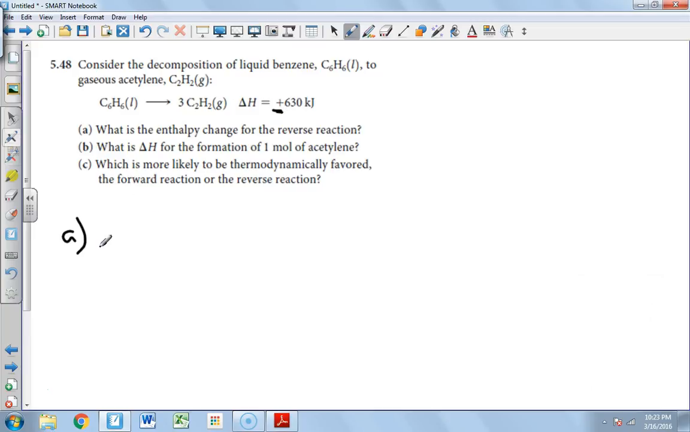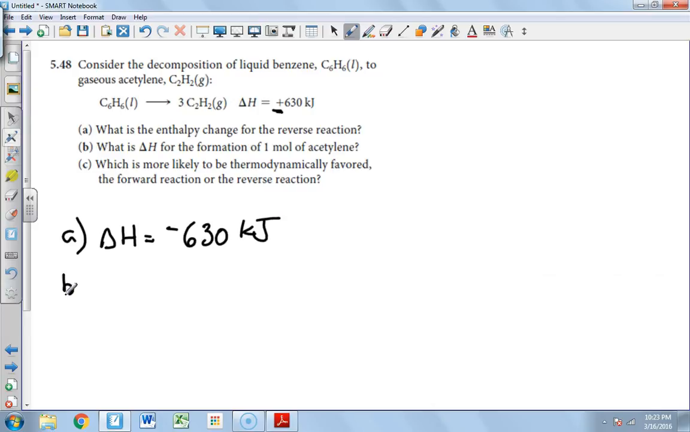So in this case, the answer to A is delta H equals negative 630 kilojoules. Okay, and so this helps us down the road if we're going to solve like a Hess's law problem, and we have to manipulate the reaction. When we reverse a reaction, it changes the sign of the delta H.